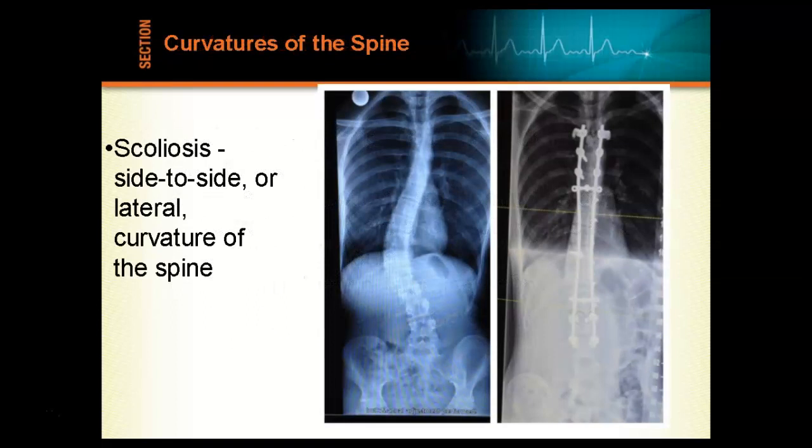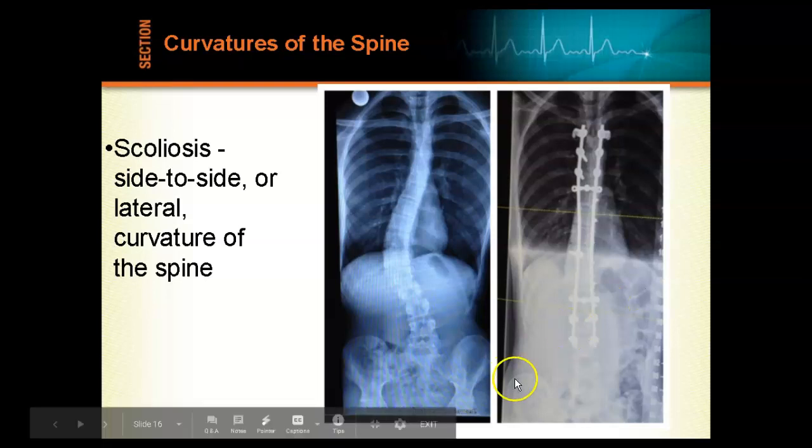All right, so we're going to look at curvatures of the spine, and I know several of you guys and girls want to go into nurse anesthesia or anesthesiology one day. This is going to be important for you to understand the curvature of the spine, because a lot of patients do have a little bit of an abnormal curvature. All of you have probably been tested in school, if they still do this, for scoliosis screening. This is the side-to-side or lateral curvature of the spine.